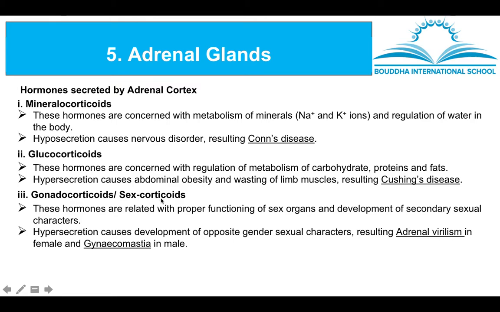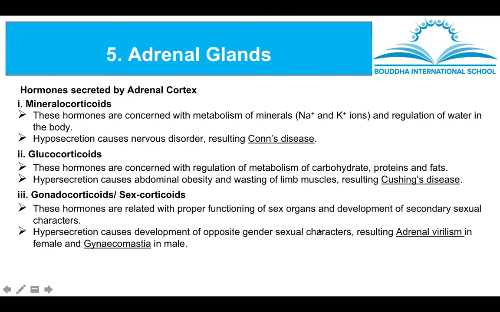The last hormone produced by the adrenal cortex is gonadocorticoids, also called sex corticoids. It is related to gonads or sex organs. These hormones are related to the functioning of sex organs and the development of secondary sexual characters. Secondary sexual characters means, in males, the appearance of mustache and beard. In females, the development of breasts, mammary glands, etc. The development of these secondary sexual characters is helped by this hormone.